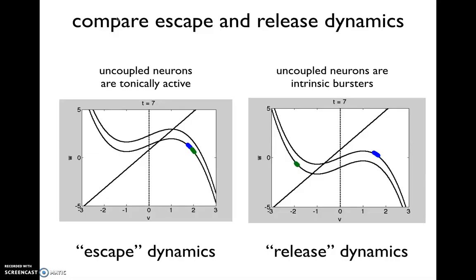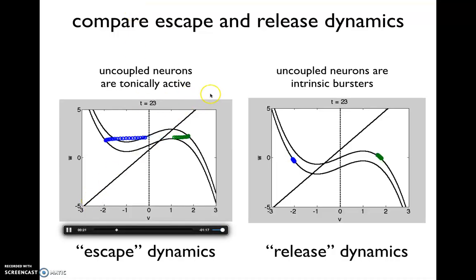So the distinction between escape dynamics and release dynamics is easy to see in the phase plane. Remember, these are the phase planes for two identical reciprocally coupled inhibitory neurons. The straight nullcline is a slow recovery variable, and the cubic nullcline is the nullcline for the fast voltage variable. Now, the reason why there's two nullclines for voltage is that we need to keep track of whether a particular neuron is receiving inhibition or not.